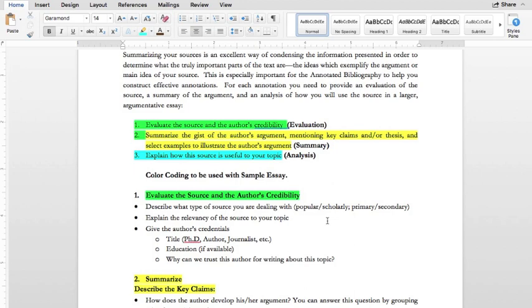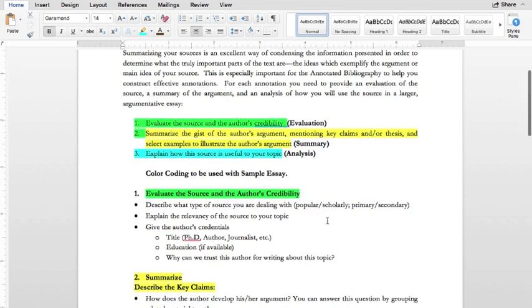Don't just say it's popular and move on. Say it's popular because it's from a general news magazine. It's written for a general audience. It's there to make a profit, right? It's scholarly because it's written in an academic journal. Say things like that as you write this.